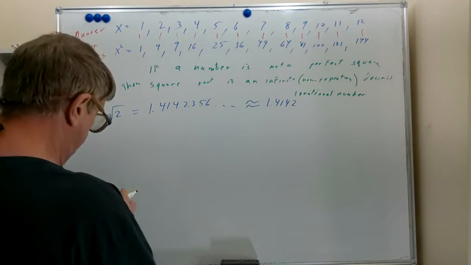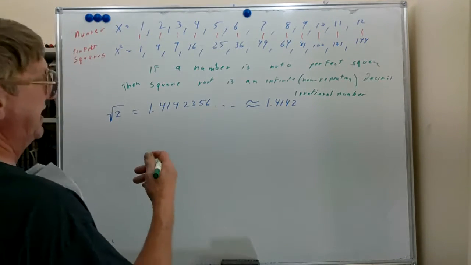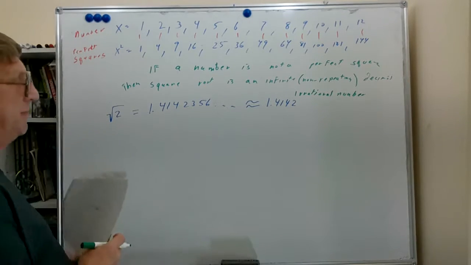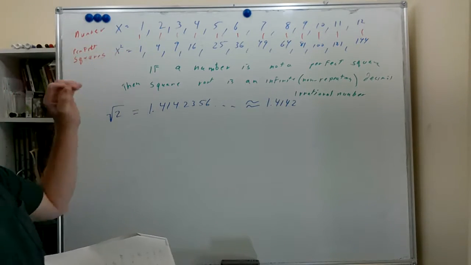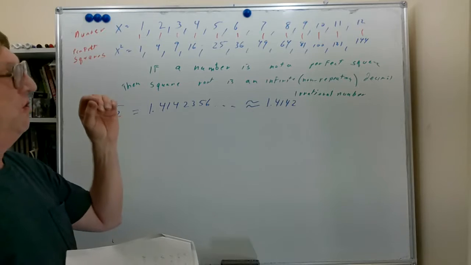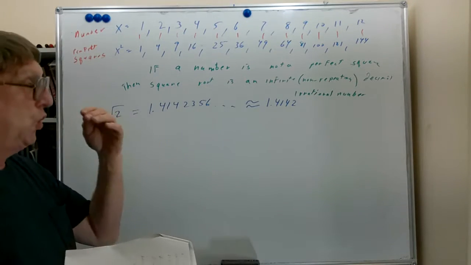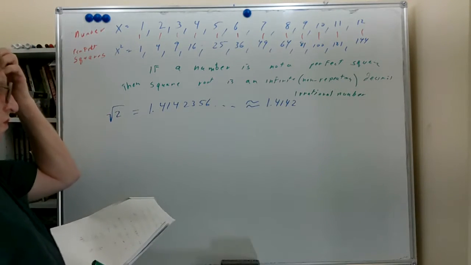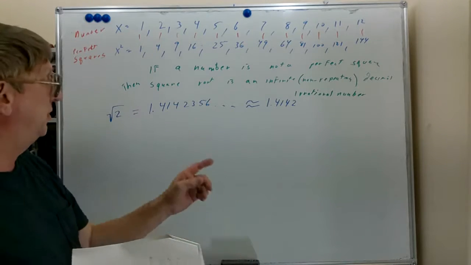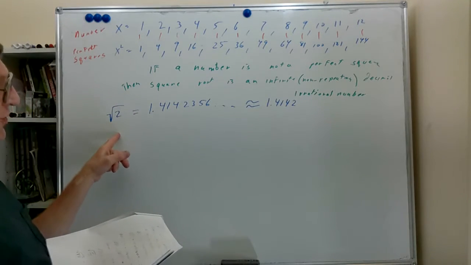We're going to take a couple more like that to get the idea. See, 2 is not a perfect square. There is no number that's a fraction, a whole number, or a non-repeating decimal that you can multiply times itself to get 2.